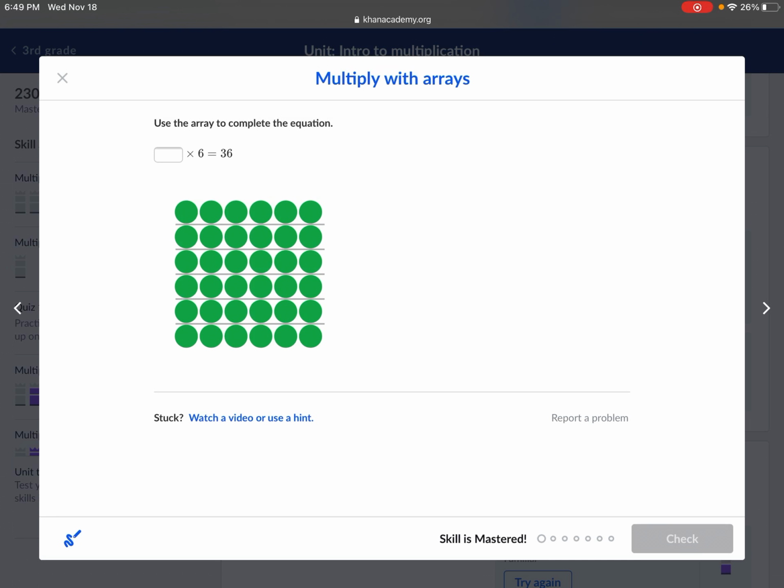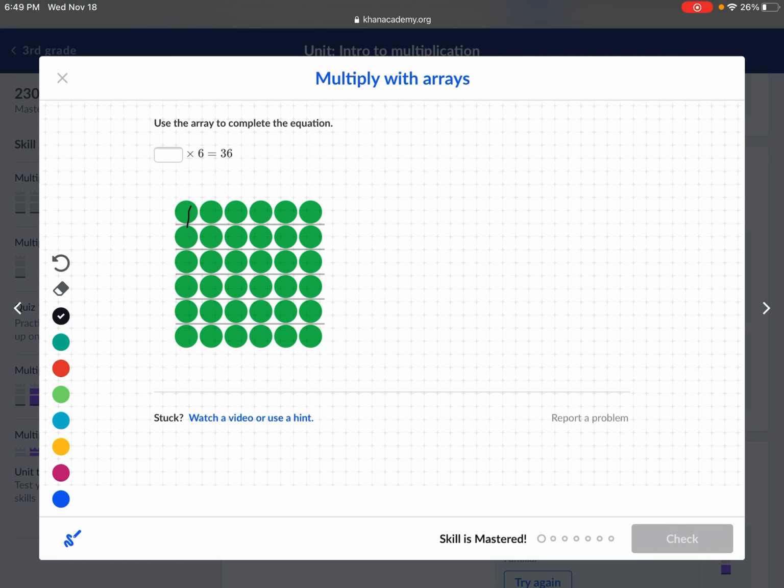Okay, so what you can do is count all the ones on one side, like right here, and count here. In an area there will be a length and a width. So you can multiply those two, and you'll get the area, which is 36. So if we know the length or the width, we know the length is 6 because I counted, and there's 6 here.